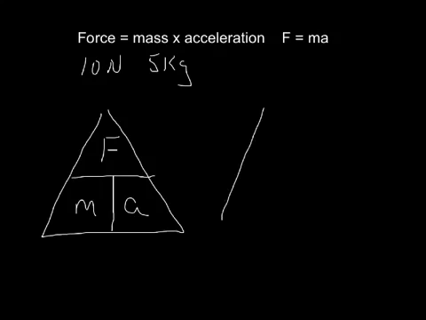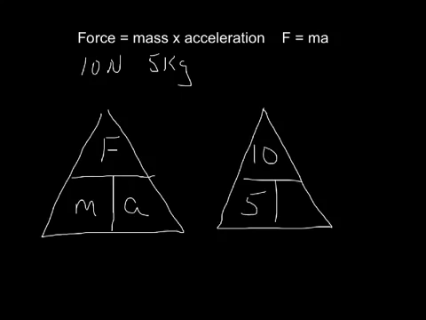Again, we draw our triangle out. Our force is 10. Our mass is 5. 10 divided by 5 would give us an acceleration of 2 meters per second per second. Very simple way to solve these very simple equations.